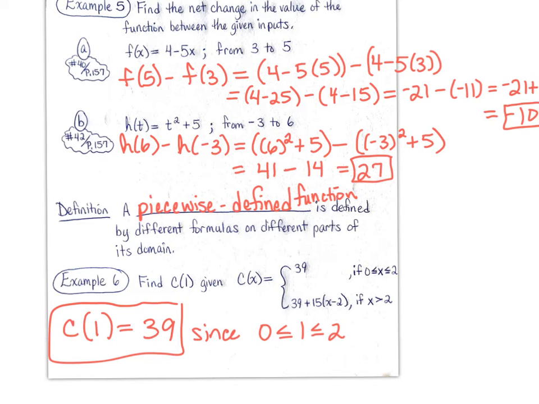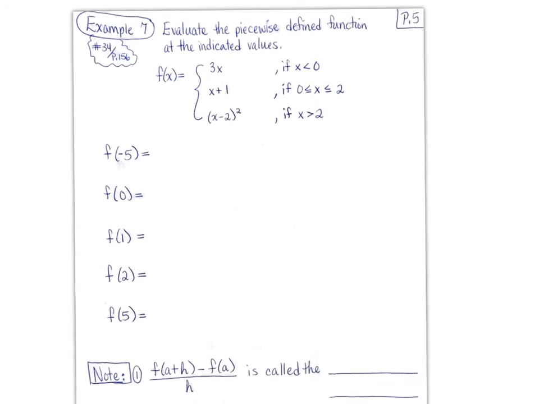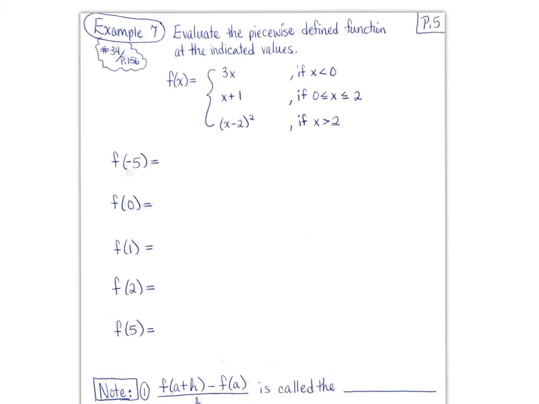So now we're going to go through an example where I give you a piecewise defined function with 3 different parts. I've given you the following problem. f of x is equal to 3x if x is less than 0. It's x plus 1 if x is greater than or equal to 0 and less than or equal to 2. And it's x minus 2 squared if x is greater than 2. Find f of negative 5, f of 0, f of 1, f of 2, and f of 5.